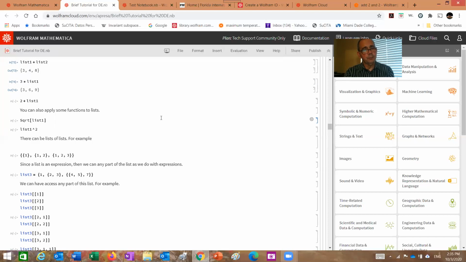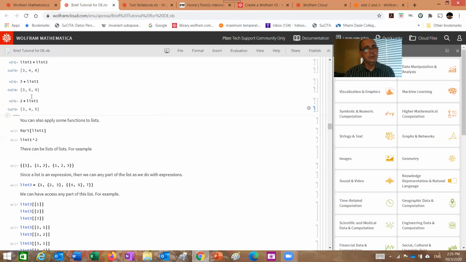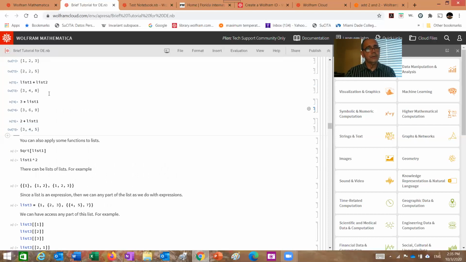And then let's put the cursor here and press Shift Enter, and you see that the original list was list1, formed by the numbers 1, 2, and 3. Now, when you add 2, you are adding 2 to each one of these entries. 1 plus 2 is 3, 2 plus 2 is 4, 3 plus 2 is 5, which are the numbers that we have obtained here.